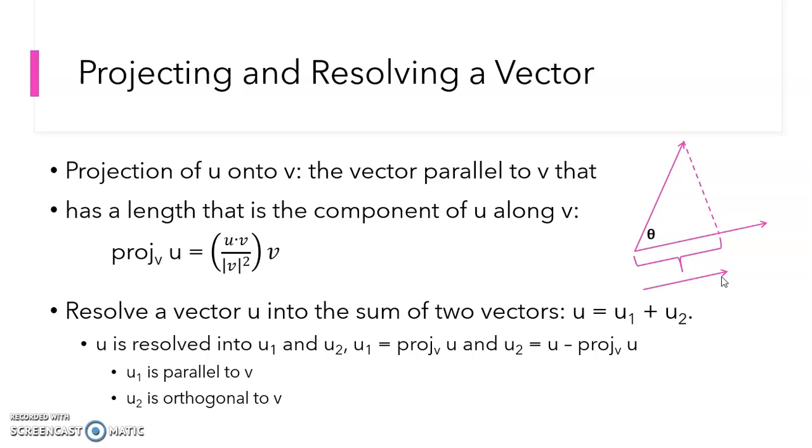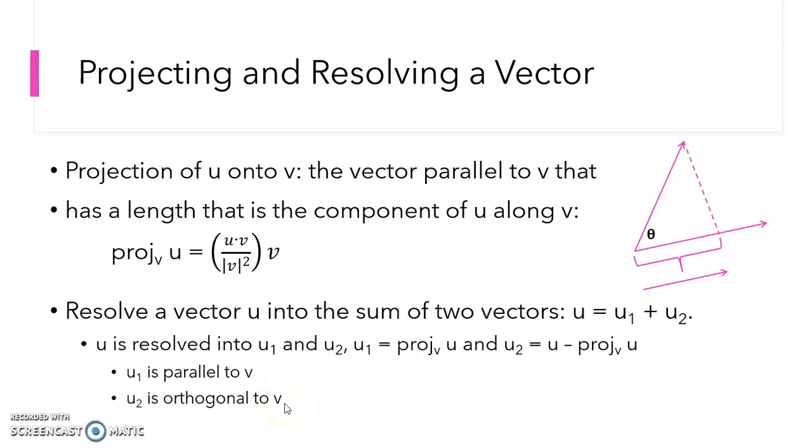Now, if I wanted to take that projection and actually write u as a sum of that projection and another vector, we would resolve vector u into the sum of two vectors. So we would use the projection as what we call u1, and we would take this vector here that would be perpendicular to vector v, and we would add that to it. And the way we would do that is take our projection and do u minus that projection. So notice our projection is going to be parallel to v, and our other vector is going to be orthogonal to v.